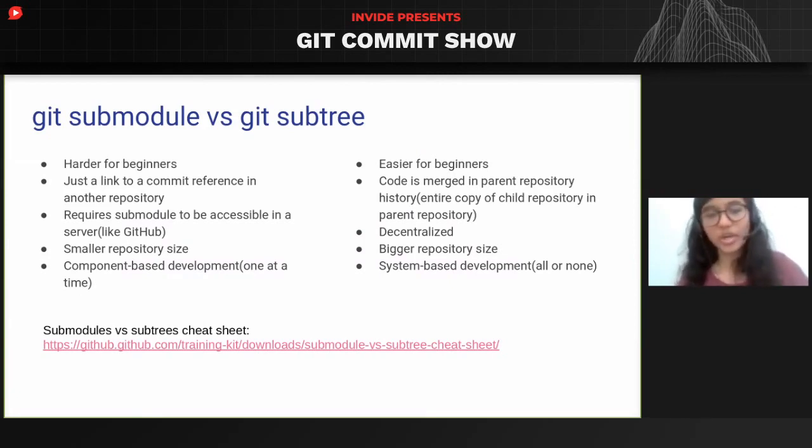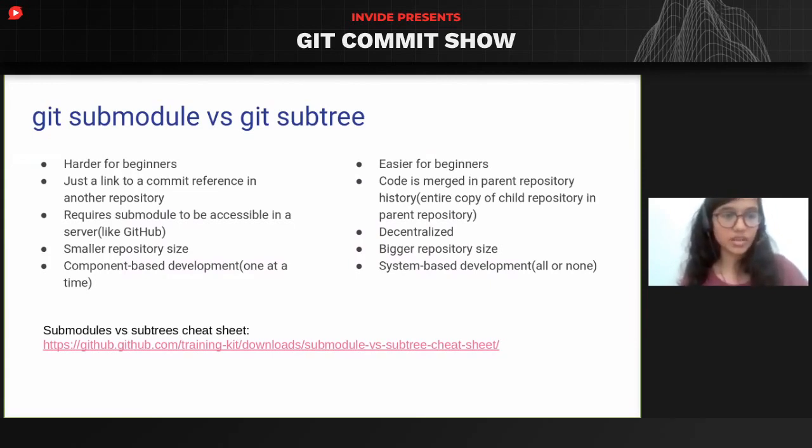And the next thing that you might have already guessed is Git submodule offers a smaller repository size because that's a link specifically. And Git subtrees offer a bigger repository size because it merges and entirely clones the child repository. So you have to take memory considerations into account, if that's a hard requirement.